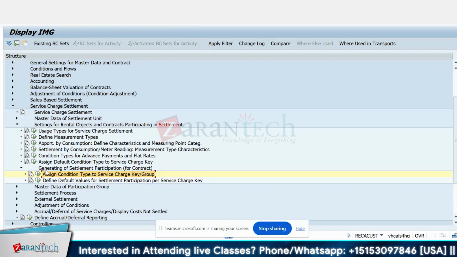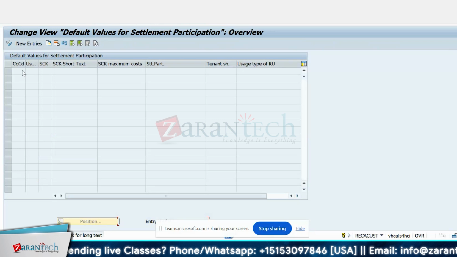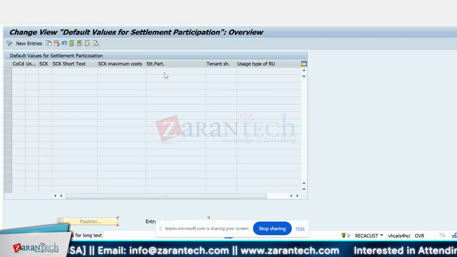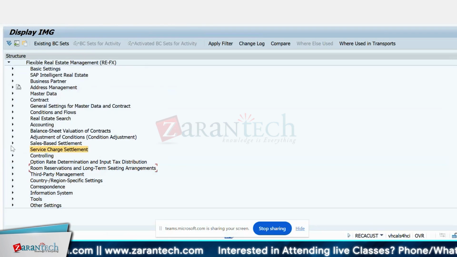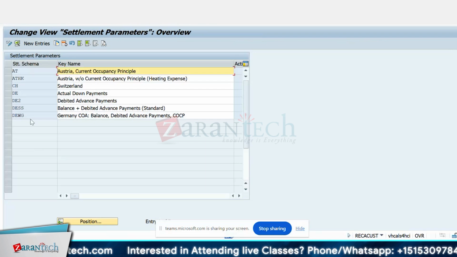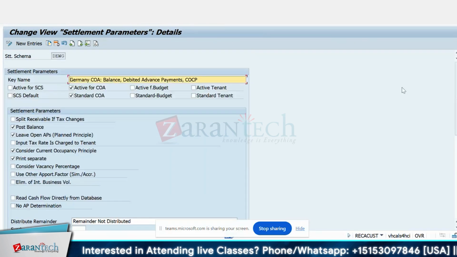Define value for settlement participation per service charge key. Company code, usage type, service charge key, settlement parameter. So company code, right now we are using 1010. Whatever usage type and service charge we are using, and based on that, whatever settlement parameter, if you remember, we had created a settlement parameter. If you want to assign the settlement parameter, then you can assign it over here as well. So these are the settlement parameters. Okay.